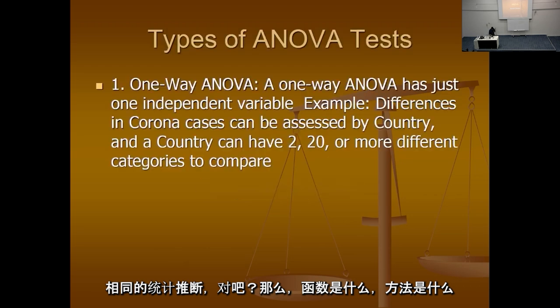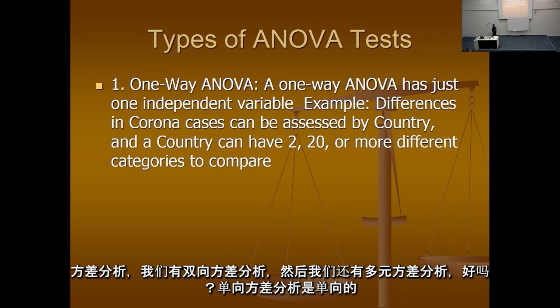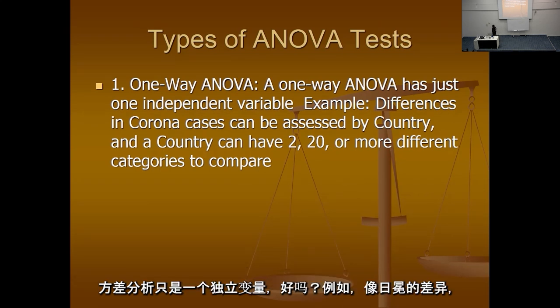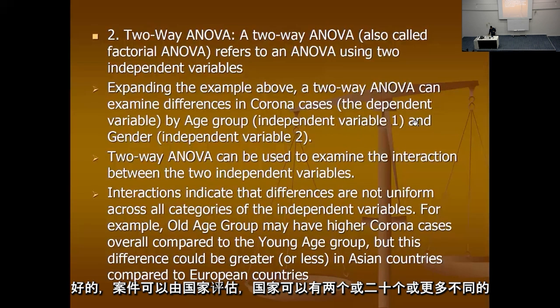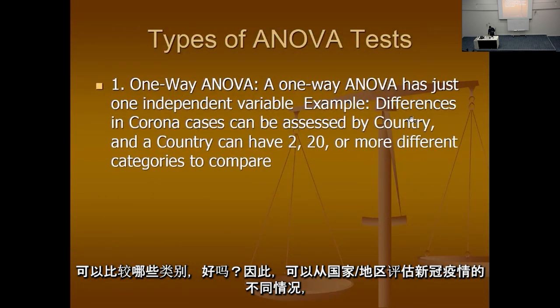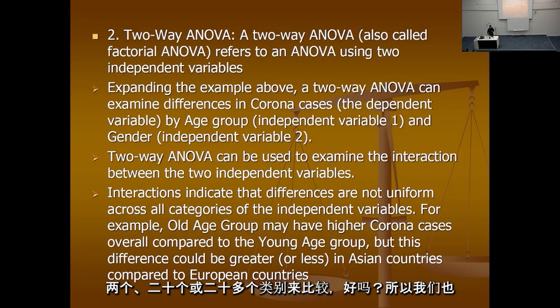So what is the function and what is the method that we use for ANOVA? We have types of ANOVA: one-way ANOVA, two-way ANOVA, and also MANOVA. One-way ANOVA has just one independent variable. For example, the differences in corona cases can be assessed by country. The country will be the independent variable, but the country can have 2 or 20 or more categories to compare.